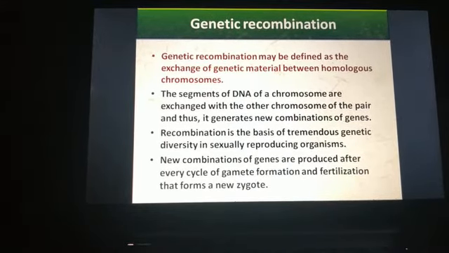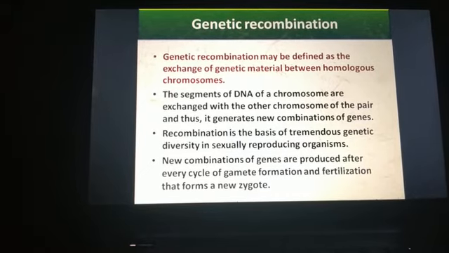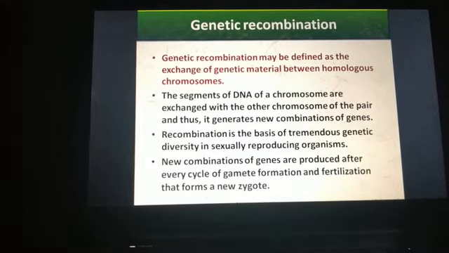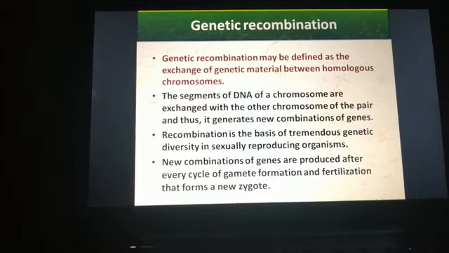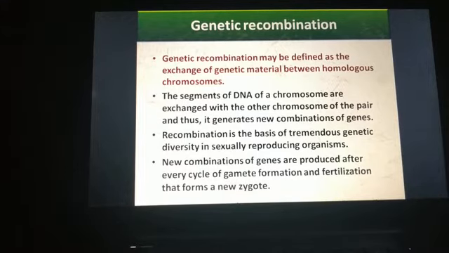So genetic recombination is the basis of tremendous genetic diversity in sexually reproducing organisms. Because of genetic recombination only, variation occurs during sexual reproduction. We have studied in our previous chapter also that only sexual reproduction will create genetic variation. In asexual reproduction there is no genetic variation. That is why the offspring are identical in asexual reproduction. But in case of sexual reproduction, we have seen the offspring are genetically different from their parents and from each other also.